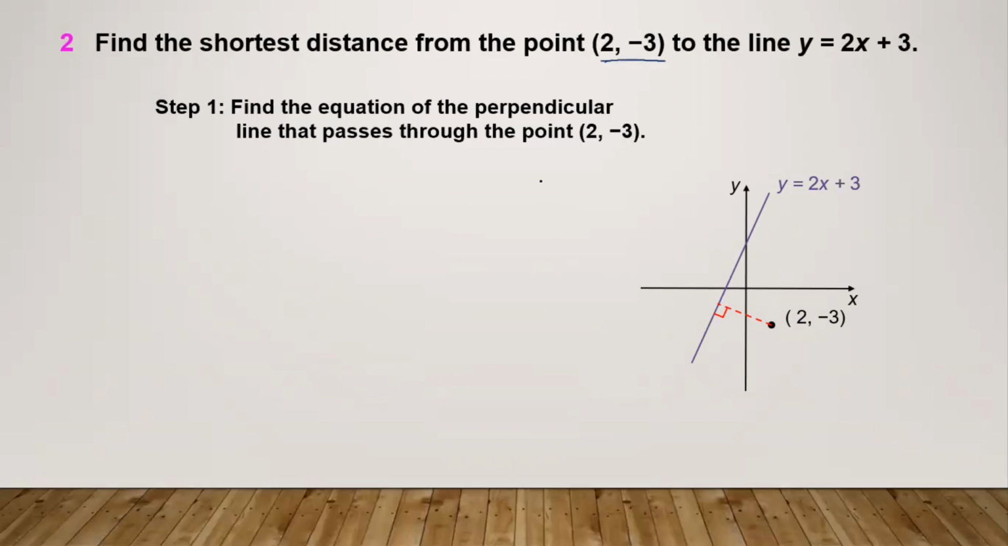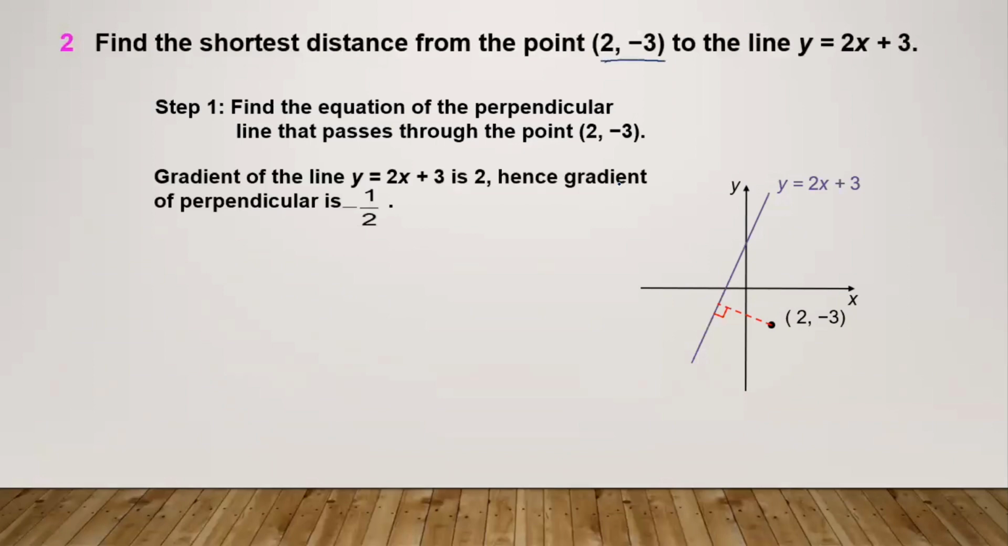So we find the equation of the perpendicular line that passes through (2, -3), perpendicular to this line. We have already learned how to find the equation of lines which are perpendicular to a given line, and how the slopes of perpendicular lines are related. So we have the line y is equal to 2x plus 3. This is y is equal to mx plus c form, where m is called the slope. So your slope is 2 here.